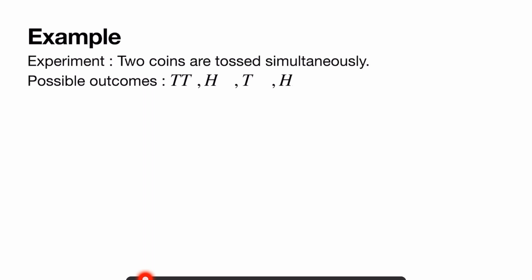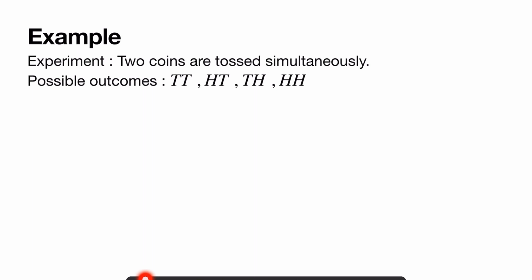Then we toss one more coin, because it says toss simultaneously. You're probably going to get both tails, or one is head and the other is tail. The first is head and the second is tail, or probably the first is tail and the second is head, or both are heads. So these are the possible outcomes you will get if you toss 2 coins.